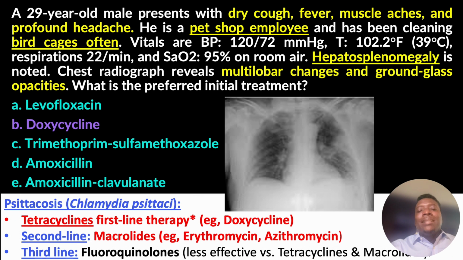So my option could be doxycycline because it covers gram positives, negatives, and weird stuff. I could use macrolides as an alternative to this as well. You could use fluoroquinolones like choice A, but again, it's less effective compared to tetracyclines and macrolides. So therefore, tetracyclines first line therapy, macrolides a second line therapy, making the best answer here, choice B.